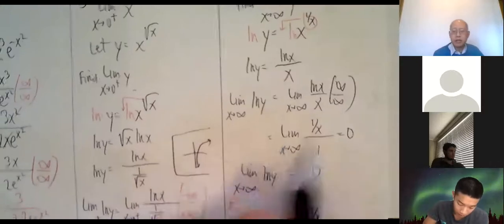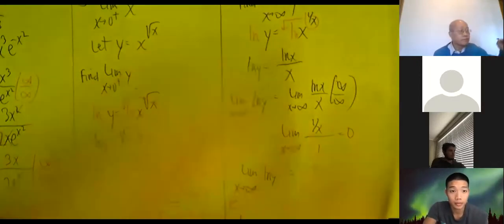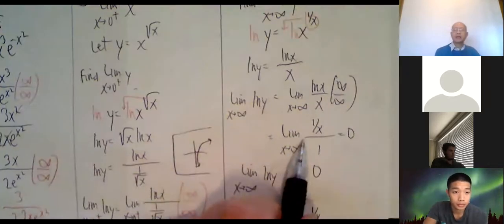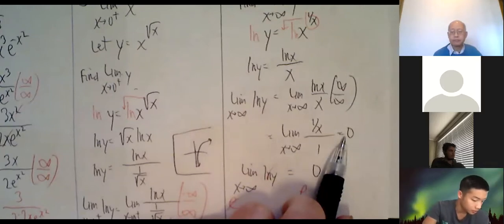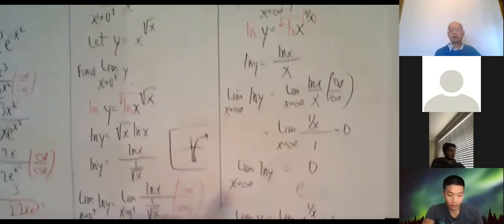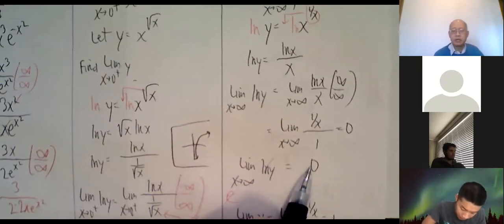Limit as x approaches infinity. Derivative of the top is 1 over x. Derivative of the bottom is 1. And now when x goes to infinity, 1 over x approaches 0. So very similar to the previous problem. Limit as x approaches infinity of ln y is equal to 0.